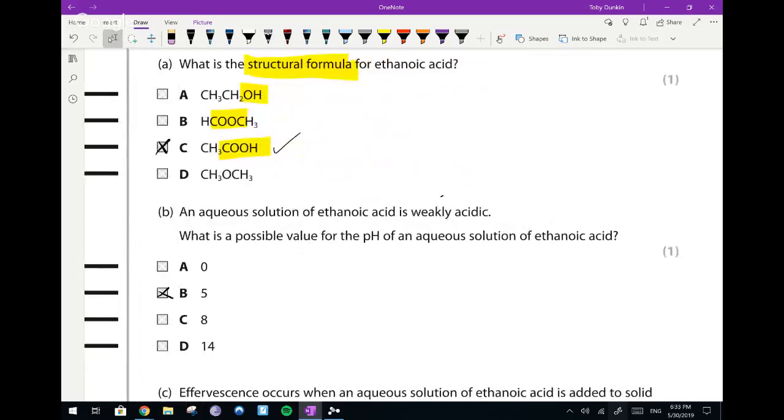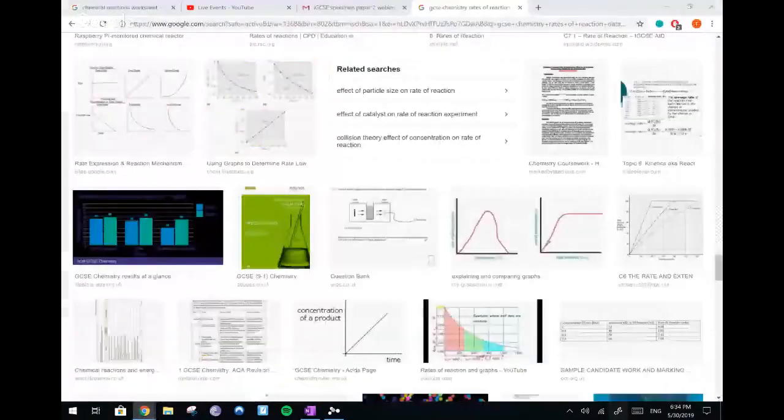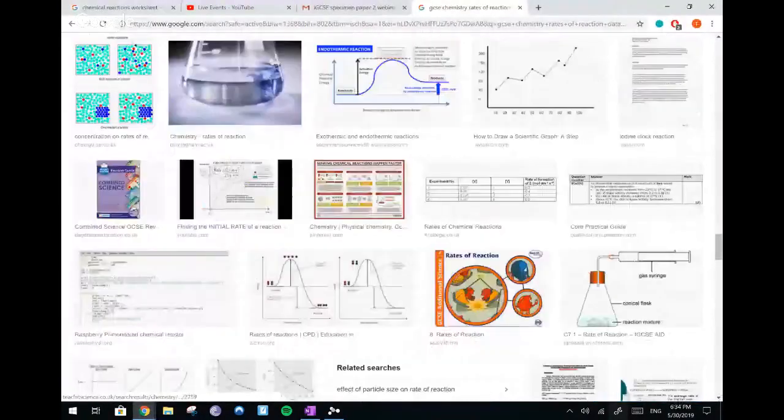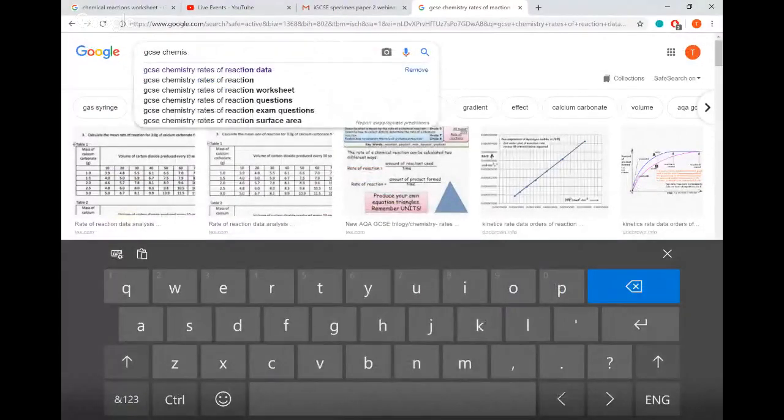What is the possible value for the pH of a weak acid? So guys, this is a lovely question because I actually teach this when you do weak acids. So we've got a strong acid. Let's quickly jump back onto the internet because what they're testing you on here, folks, is your Year 7 memory from acids and alkalis.